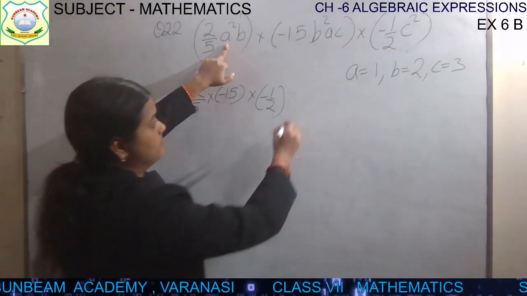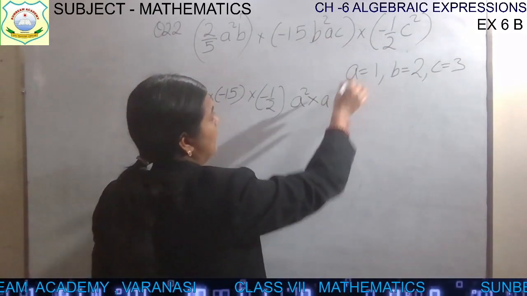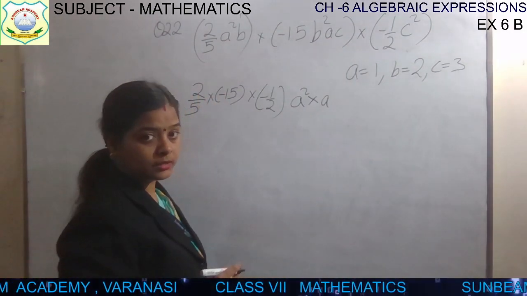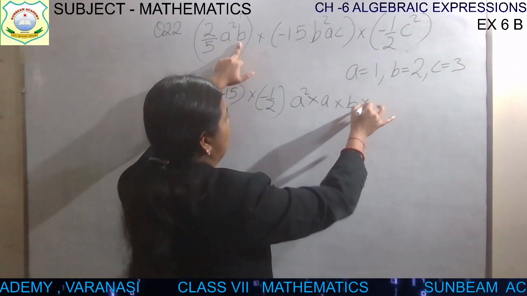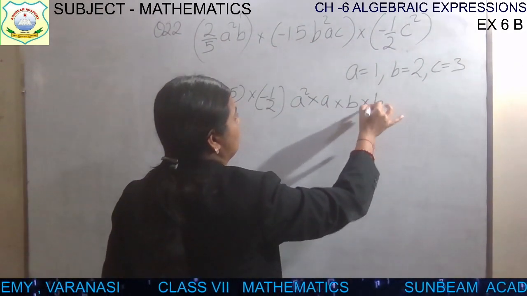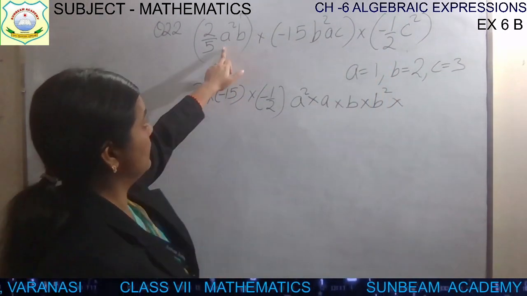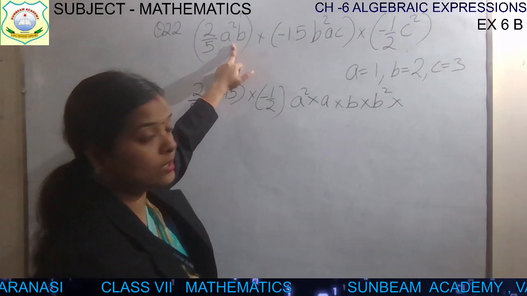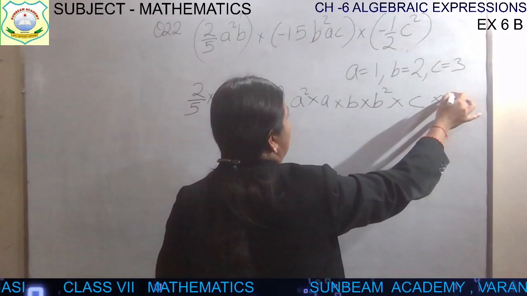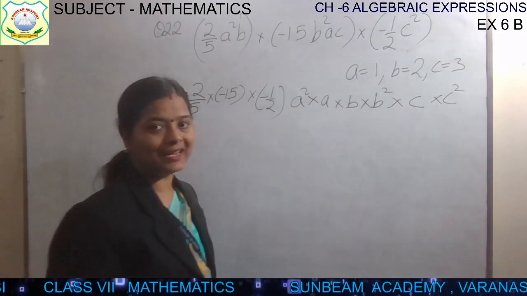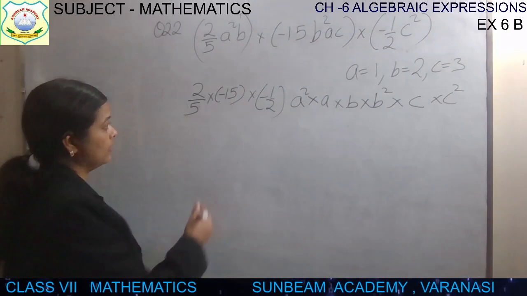A square, this is A square into A, and no A is there in the third monomial. Then B, from here B square, and there is no B in the third monomial. Now let's see the C. C is not here. Take C from here, and one C square is from the third monomial. So side by side we have collected it. Now we will solve, children.